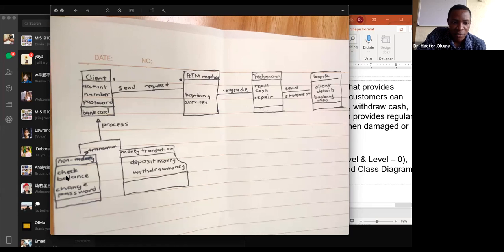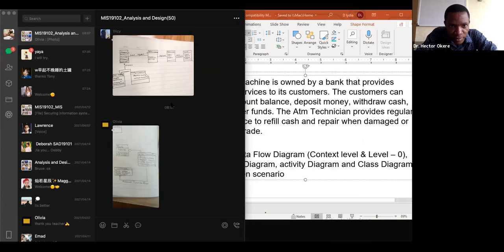You see, same for your check balance and the others. The behavior should be at the third box, not in the second box, okay? Example, you see your client, account number, password, all these things are attributes, right? And bank card number also is attributes. So it should be in the second part. Then behavior should be in the third part. Okay, so let's look at Olivia.